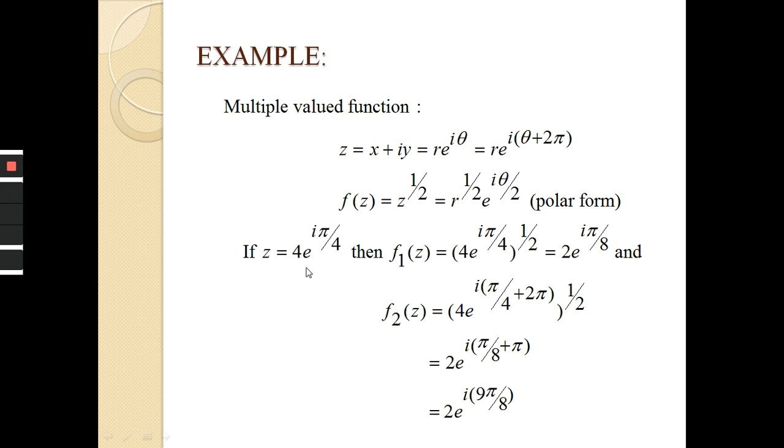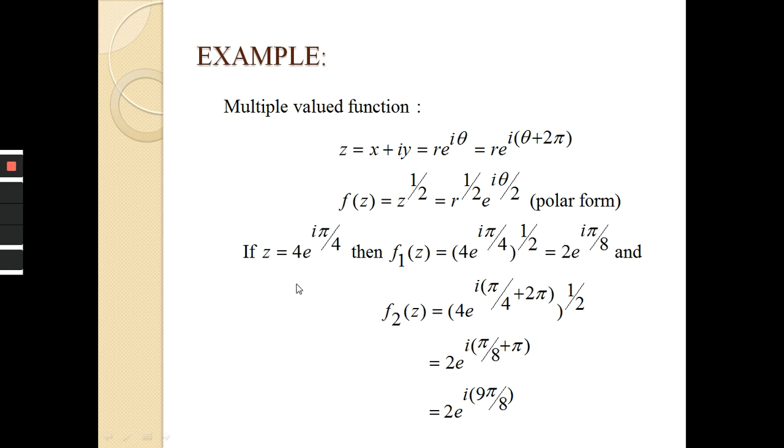If z equal to 4 into e power i pi by 4, we get more than one value of f of z. First value of f of z equal to square root of 4 into e power i pi by 4, which is equal to 2 into e power i pi by 8. Second value of f of z equal to square root of 4 into e power i into pi by 4 plus 2 pi, which is equal to 2 into e power i into 9 pi by 8.